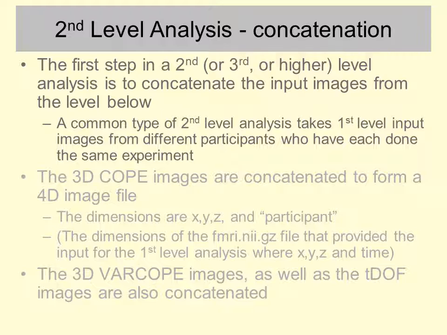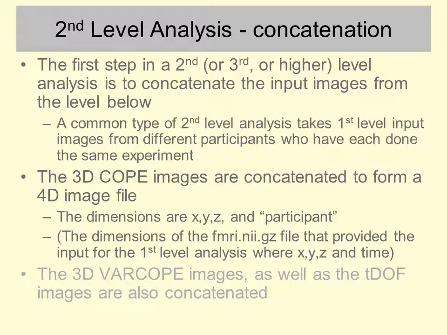Now, one of the commonest types of second level analysis is just to take the first level input images from many different participants who've each done the same experiment. So thinking of our words versus non-words example, we could take the words minus non-words contrast image from a series of participants, and we need to basically concatenate or stitch them together to form a 4D image file. Now the fourth dimension in this image file is different from how it was at the first level. At the first level, of course, it was time, and at the second level it's participant.